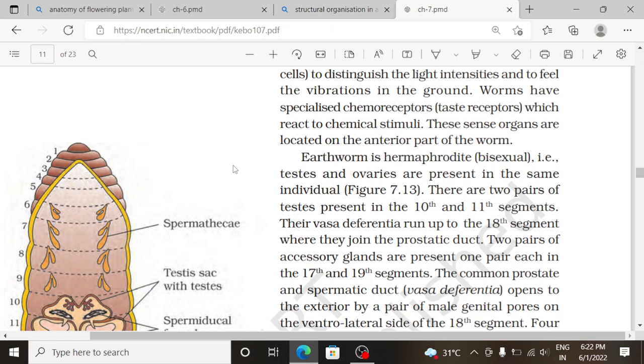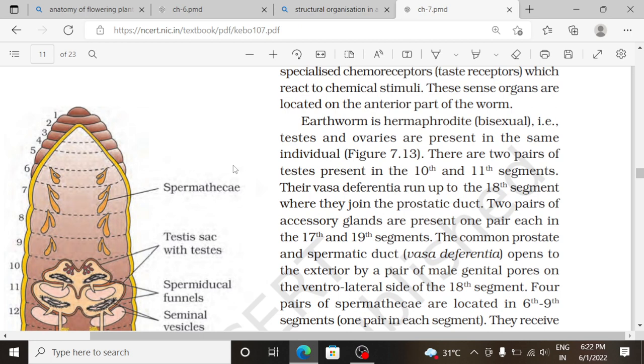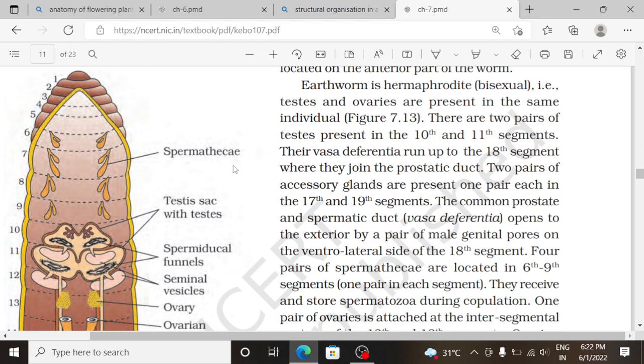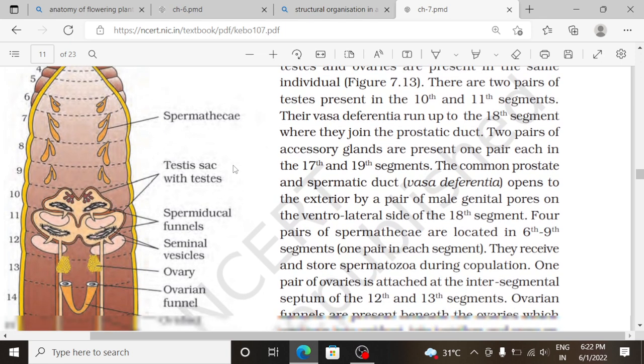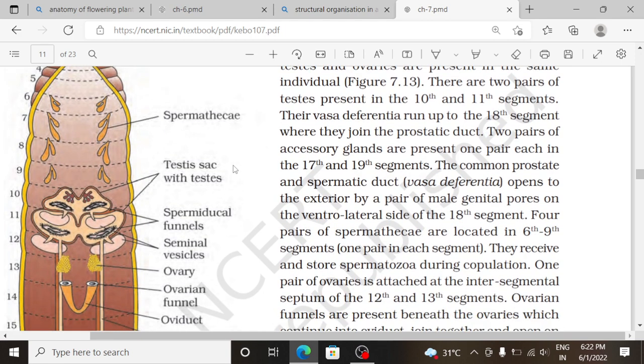Earthworm is hermaphrodite, that is, it is bisexual, that is, testes and ovaries are present in the same individual. There are two pairs of testes present in 10th and 11th segments. Their vasa deferentia run up to the 18th segment where they join the prostatic duct. Two pairs of accessory glands are present, one pair each in the 17th and 19th segments. The common prostate and spermatic duct, that is vasa deferentia, opens to the exterior by a pair of male genital pores on the ventrolateral side of the 18th segment.